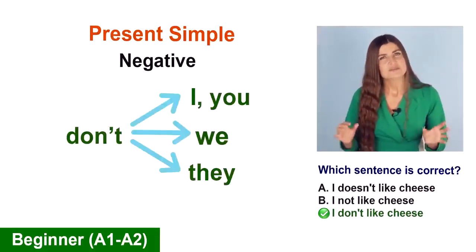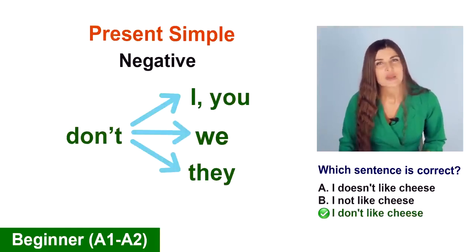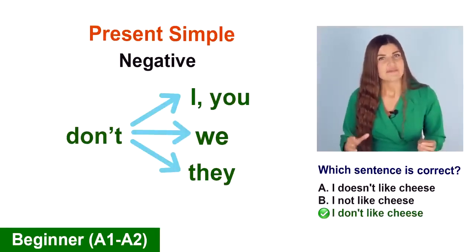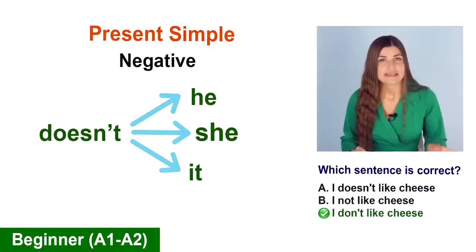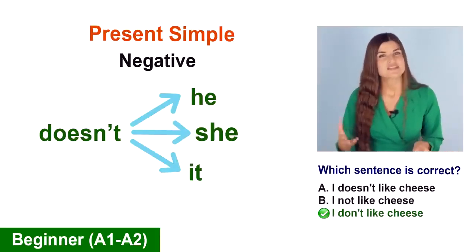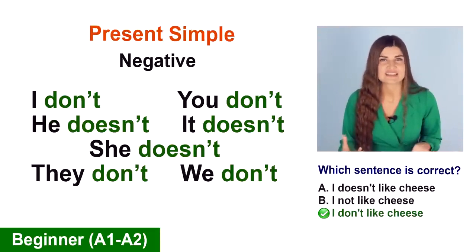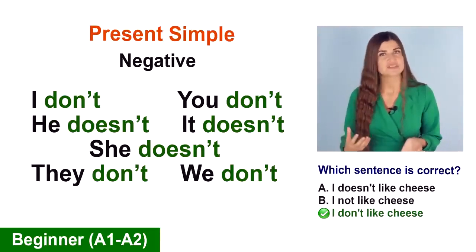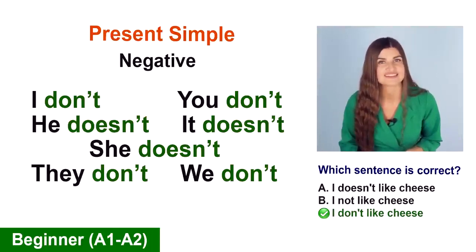To make a simple present sentence negative, we use don't for I, you, we, and they, and doesn't for he, she, it. So I don't, you don't, he doesn't, she doesn't, it doesn't, you don't, they don't, and we don't.